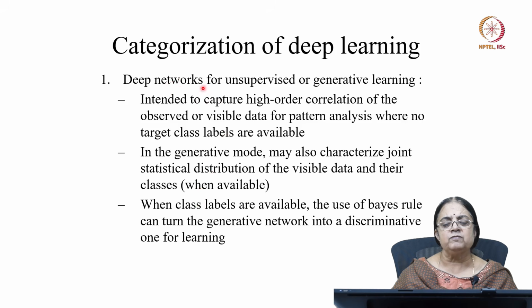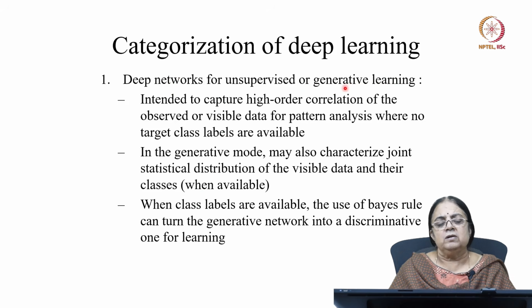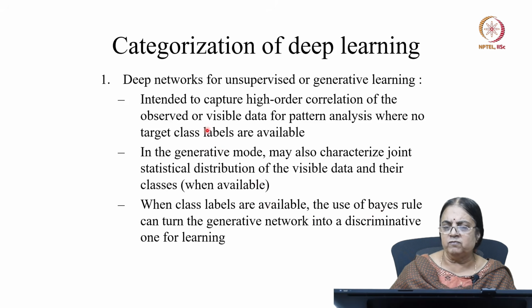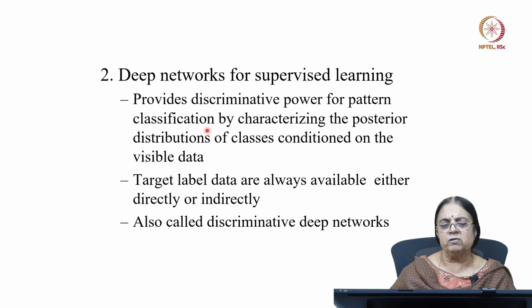One is deep networks for unsupervised or generative learning. So what are you doing in generative learning? You are finding the correlation in the data that is being given in, and you're generating new patterns. That's what you're doing in the generative mode. When you have class labels available, you can use Bayes' rule and turn the generative network into a discriminative one basically. We'll see one or two generative networks later on.